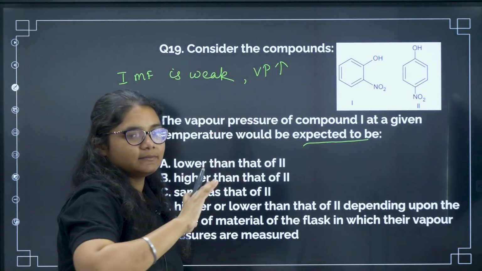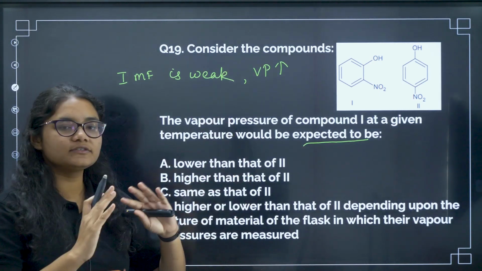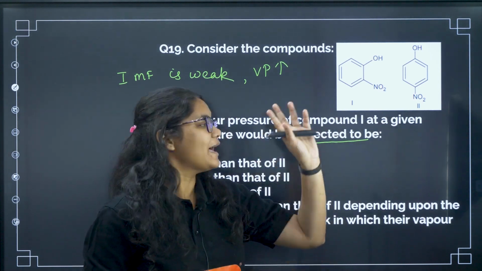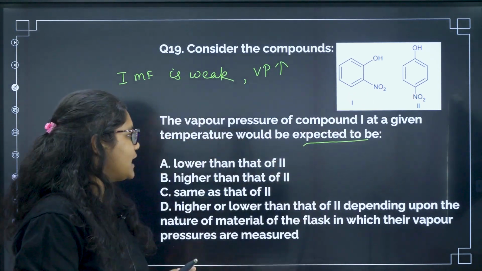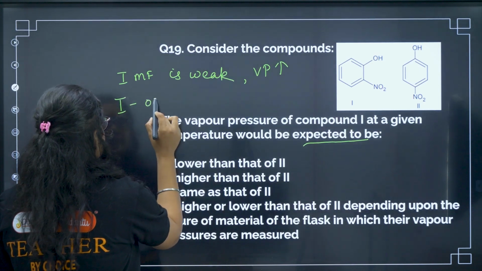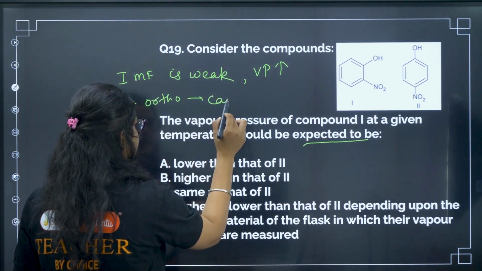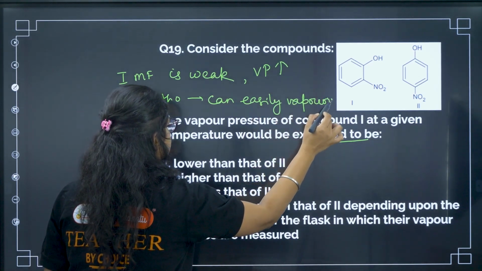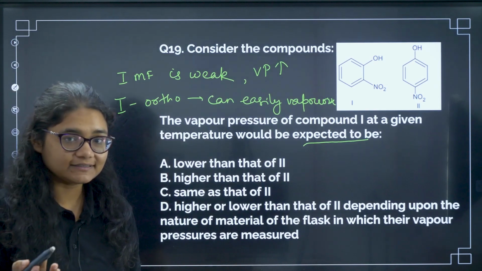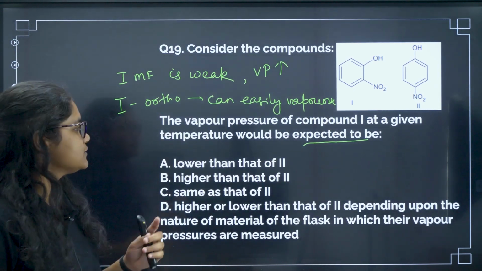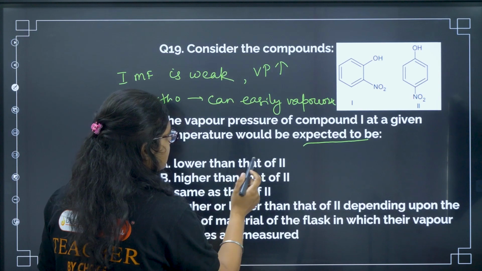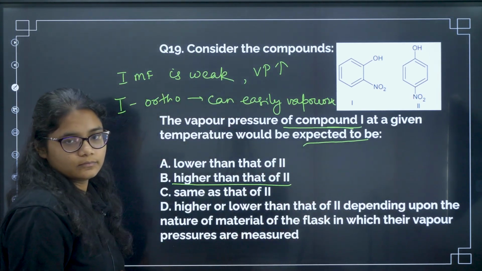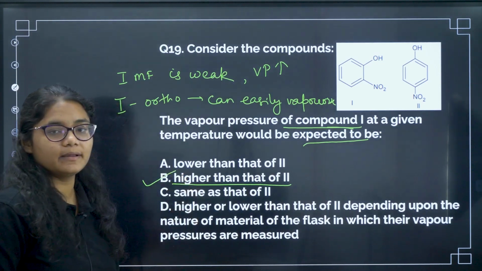Now we know para has a symmetric organization or symmetric molecule, so it is tightly packed. So it is difficult for the para molecule to go to the vapor phase easily as compared to the ortho molecule, right? So what I can say is the one which is ortho can easily vaporize. If it can vaporize easily, then vapor pressure will be more. So the vapor pressure of compound 1 will be higher than that of 2, right? So the correct answer for this question is option number B.